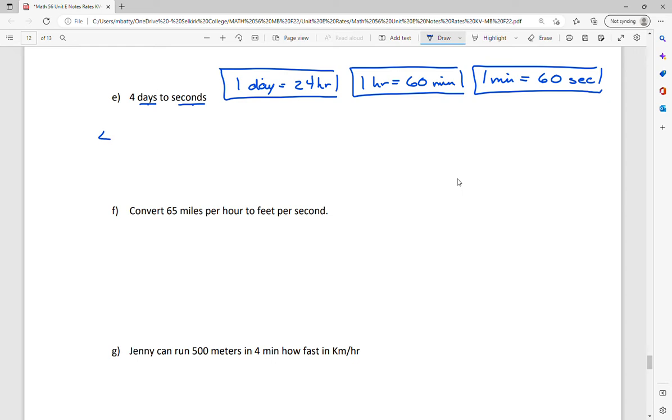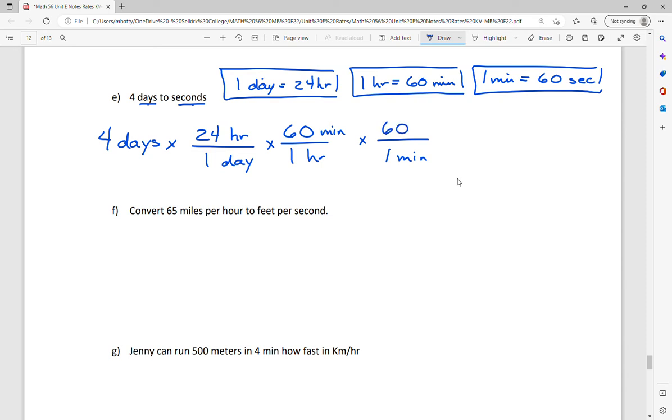I've got my conversion factors. I'm going to start with what I know. So for days, I'm going to arrange this first one, putting days down below and multiplying that by 24 hours. The next one, I put 1 hour down below to cancel the hours and 60 minutes on the top. I'm almost there. You may have intuitively known just to multiply by all these numbers, but I am trying to give us the skill of dimensional analysis.